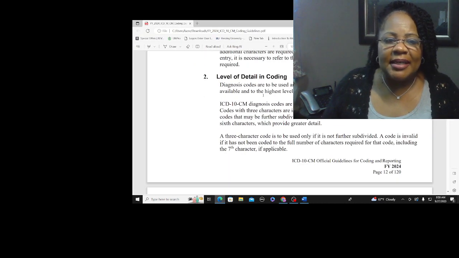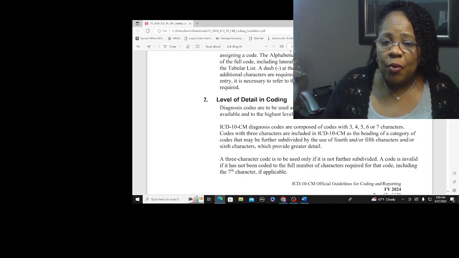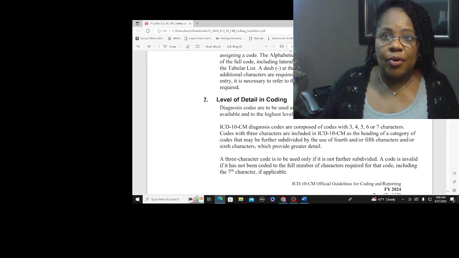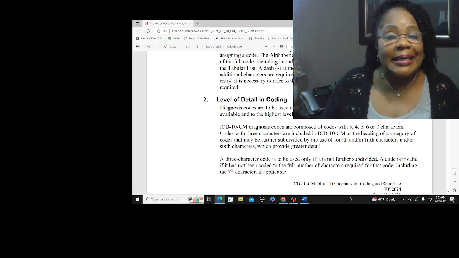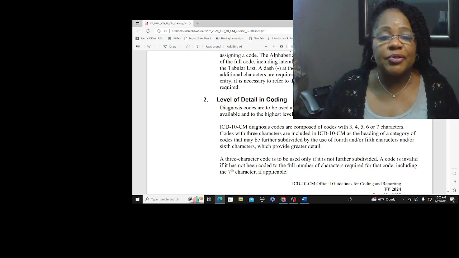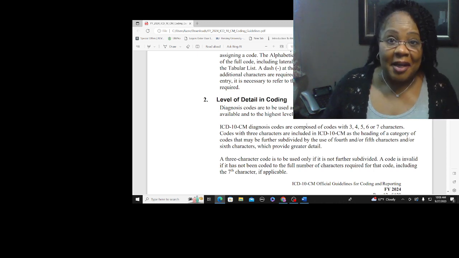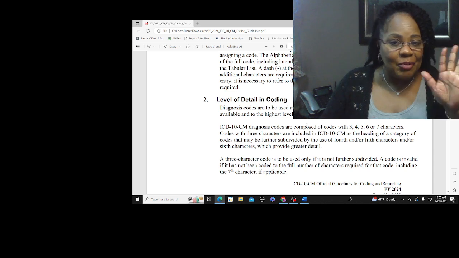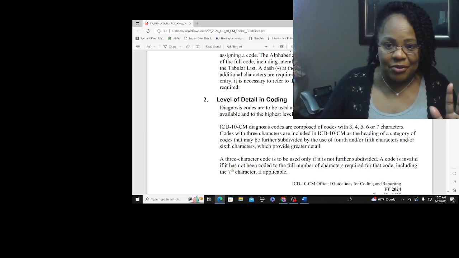What's the level of detail in coding? Diagnoses codes are used and reported at their highest number of characters available and to the highest level of specificity documented in the medical record. ICD-10-CM diagnoses codes are composed of codes with 3, 4, 5, 6, or 7 characters. Remember, in I-9, we went as far as 5, but with I-10, we've got 7 characters.